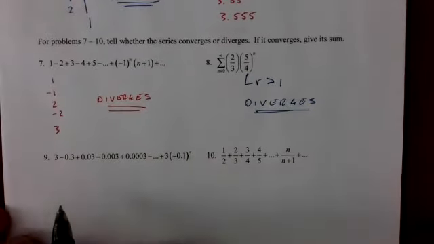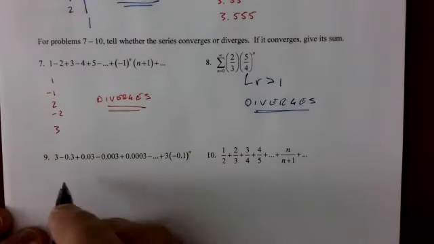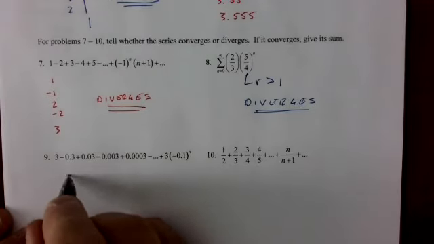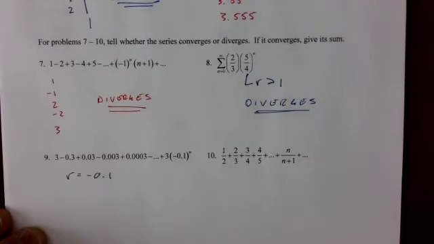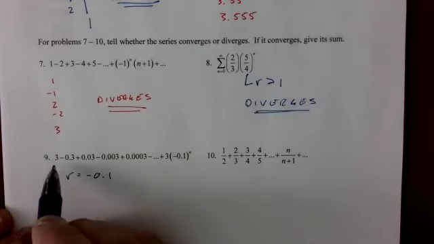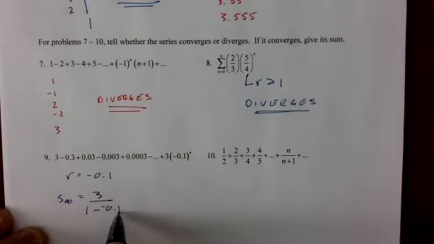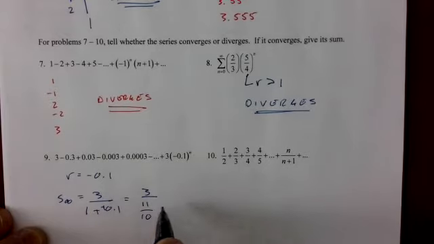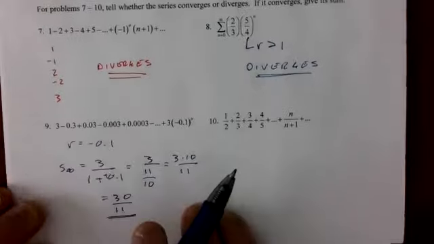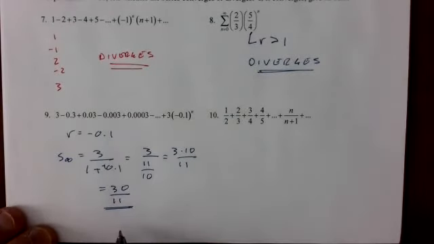Down here, oh, we've got this, you multiply by -0.1. Well, R is -0.1. That's fine. That's less than 1. Starts at 3, and it's just going down by that every time. So the sum is 3 over 1 minus -0.1, which is 3 over 11/10, which is 3 times 10/11, which is 30/11. Check it with a calculator and see what you get, but it'll work.